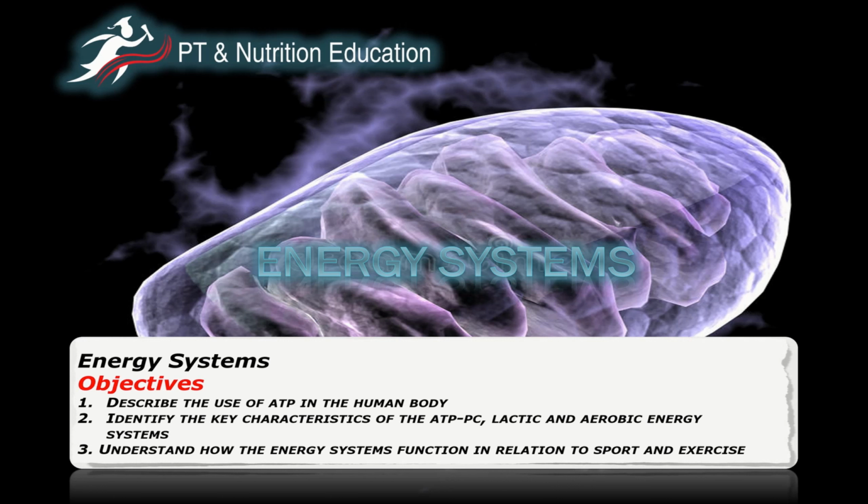We're then going to identify the key characteristics of the three energy systems that the human body has. So that's the ATP-PC system, the lactic acid system, and the aerobic energy system. And thirdly, we're going to understand the energy systems' function in relation to sport and exercise. So the interplay between these three energy systems and when they are predominant during exercise.